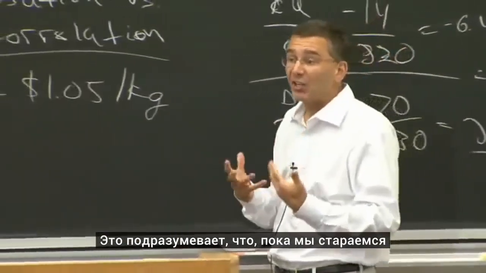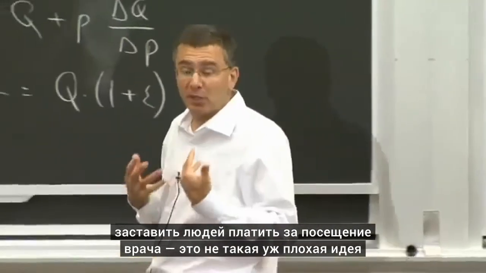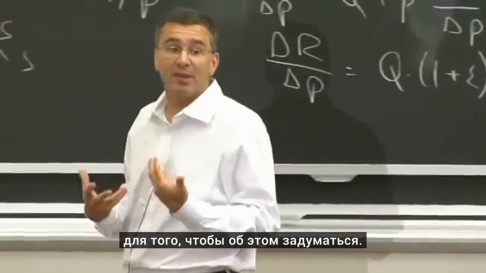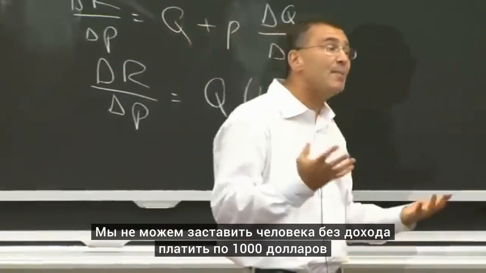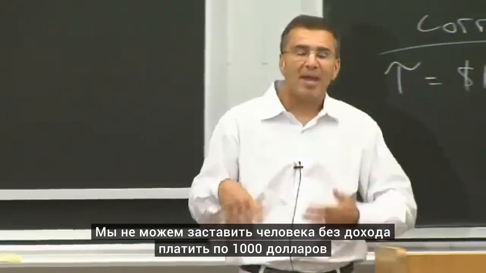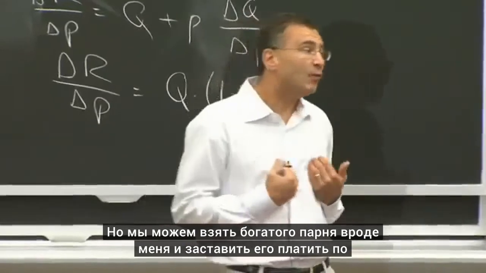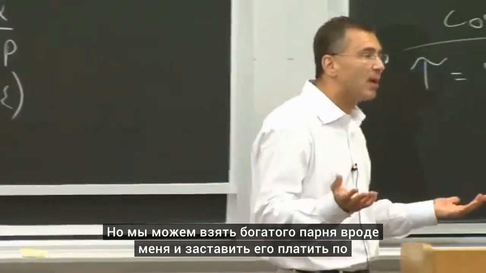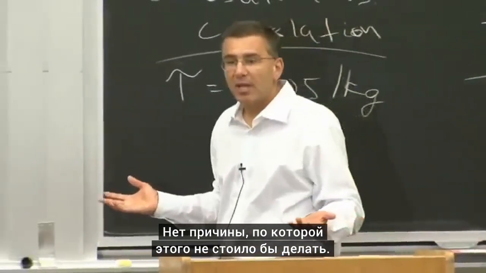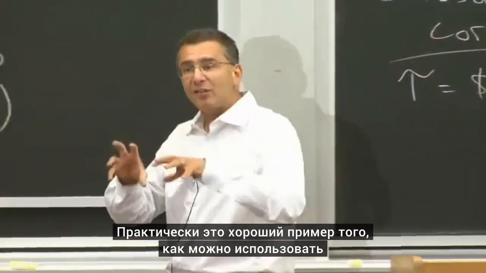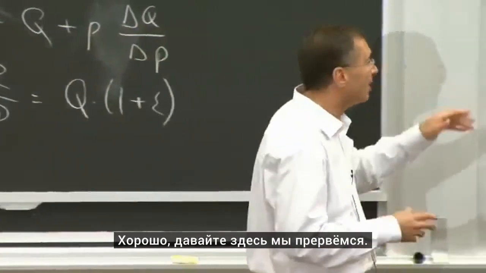Which suggests that actually, as we try to think about getting our health care costs under control in America, making people pay something to go to the doctor is not a crazy thing to be thinking about. How much? Well, that depends on efficiency versus equity. We can't make someone who has no income pay $1,000 to go to the doctor. That clearly is a mistake. But we can take a rich guy like me and make me pay $50 to go to the doctor. There's no reason not to do that. Okay? So basically, that's a lesson of how we use elasticity of demand to help inform the kind of policies we need to make. Okay, let me stop there.